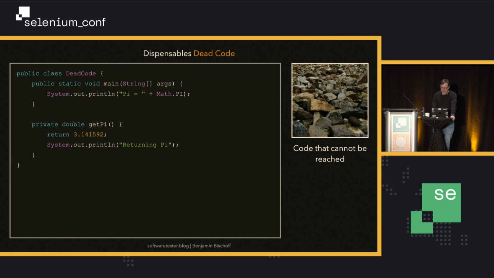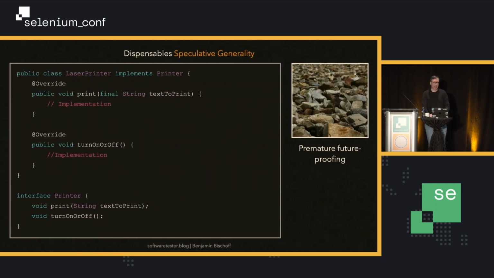That's another great name for code smell, called speculative generality. That sounds way more fancy than it is. In my example here, there's a printer interface with two methods, print and turn on or off. And up here, I have a laser printer that implements this interface and then, of course, overrides those two methods. The problem here is, if that is the only printer I have, you wouldn't even need this interface.